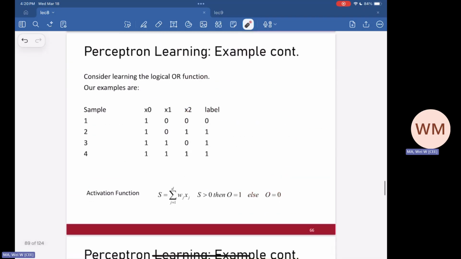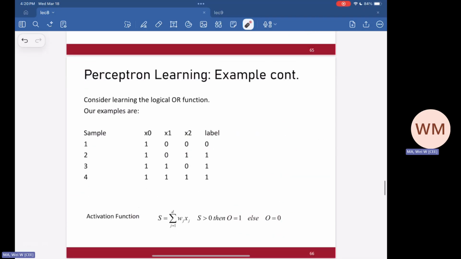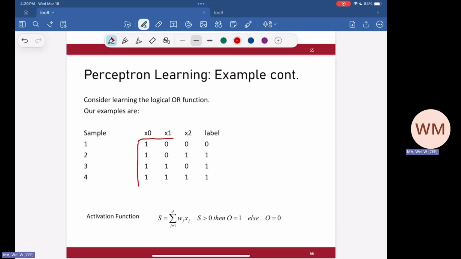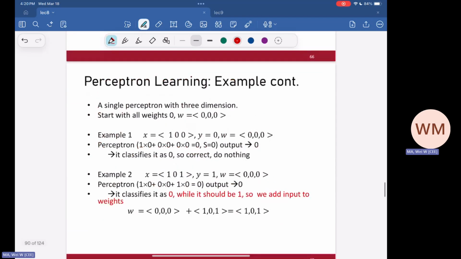Okay, let me show you an example. Let's say we are running an algorithm for 3-dimensional data. So this is 4 by 3 data. The output is 0, 1, 1, 1, and here is your input. We use the activation function: if it's greater than 0, we output 1; otherwise, we output 0. Okay, so let's try to do it.